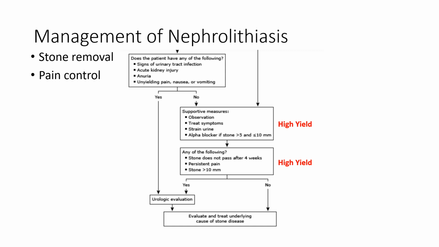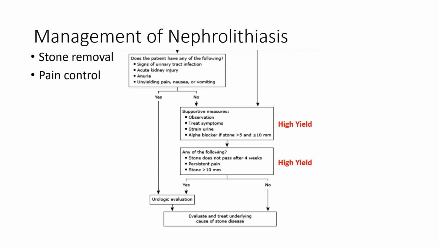However, to simplify, I want you to remember the numbers 5 and 10. If the stone is less than 5 millimeters in diameter, it should pass spontaneously. For stones larger than 5 millimeters in diameter, there is a progressive decrease in the spontaneous passing rate, which is unlikely with stones greater than or equal to 10 millimeters in diameter.